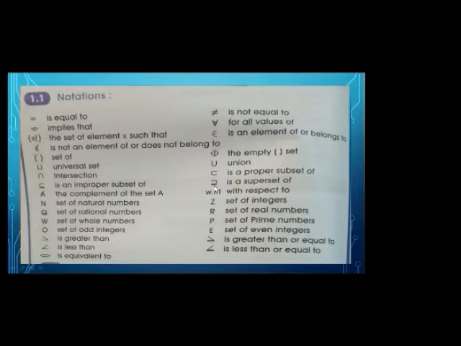If the symbol is like that, it is proper subset of. If you see this symbol under a line, it is a superset. WRT means with respect to. This is the abbreviation for with respect to. Then Z means set of integers. R means set of real numbers. R is the combination of the set of rational and irrational numbers. P means set of prime numbers.